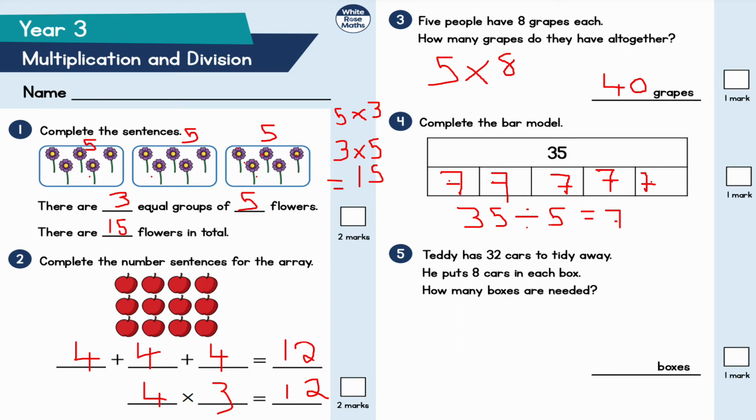This is question number 5. Teddy has 32 cars to tidy away. He puts 8 cars in each box. How many boxes are needed? Well, I'm going to do 32 divided by 8. How many 8s go into 32? Well, 8, 16, 24, 32. So the answer is 4.